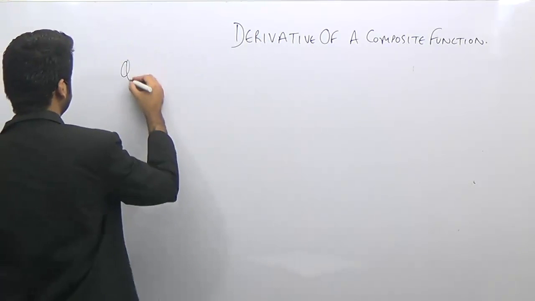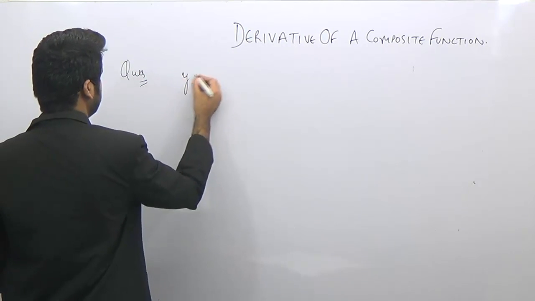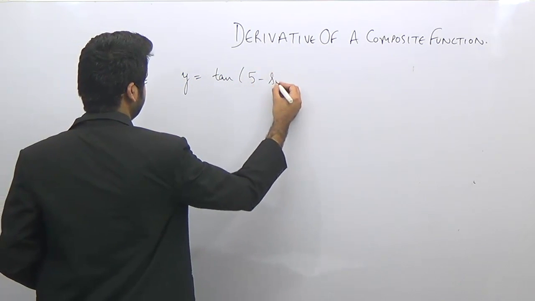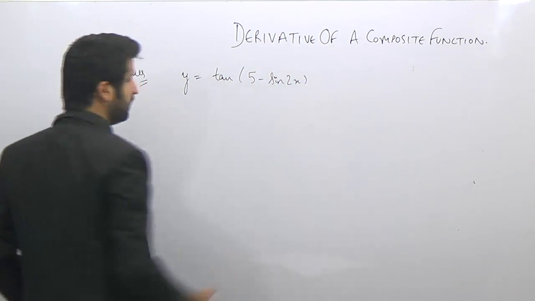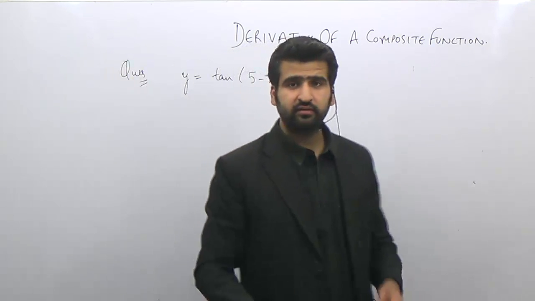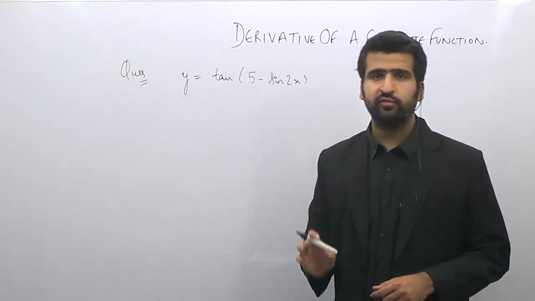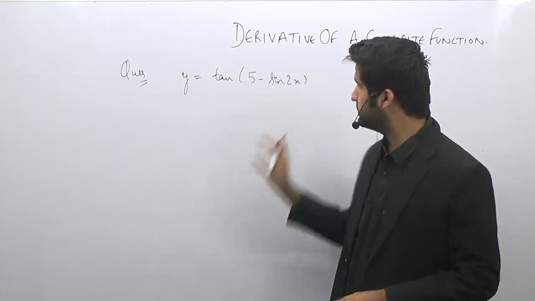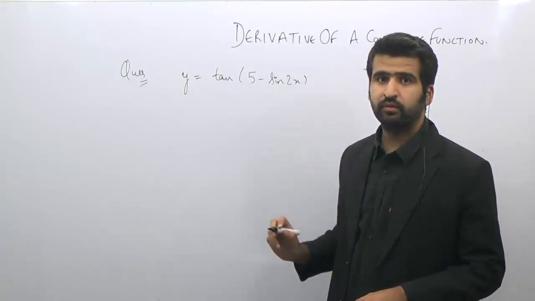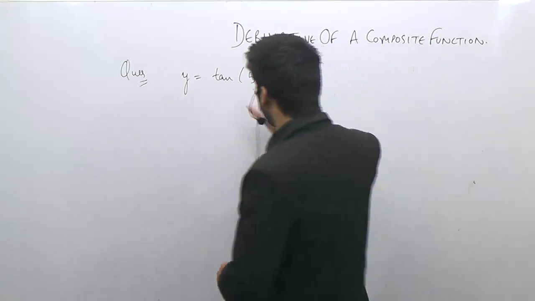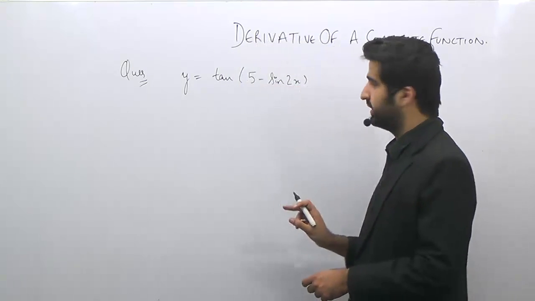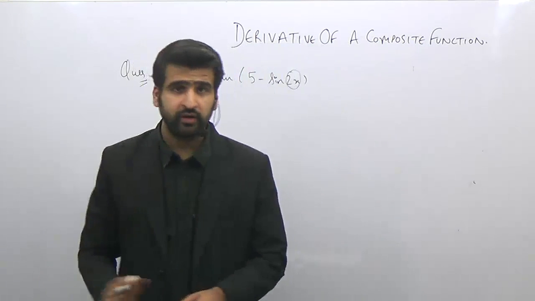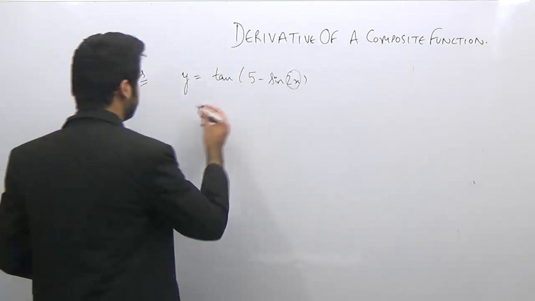So the next question is y is equal to tan of 5 minus sine 2x. Now guys, it's not necessary that it will be a composite function of only two functions. There can be a composite function, and inside that composite function we can have one more composite. Here you can see that this is a tan function of 5 minus sine 2x, and this sine has another 2x in it. So we'll deal with such kind of questions right now.